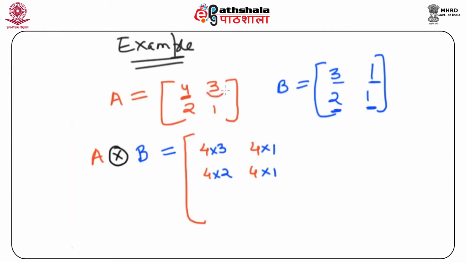Now let us take this element which is 3 for the matrix A. So we write 3 here, we write 3 here, here and here. And now this is being multiplied by all these 4 one by one, that is 3 multiplied by 3, 3 multiplied by 1, 3 multiplied by 2 and 3 multiplied by 1.